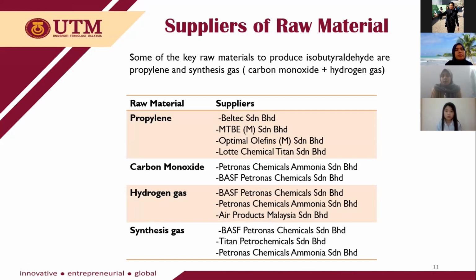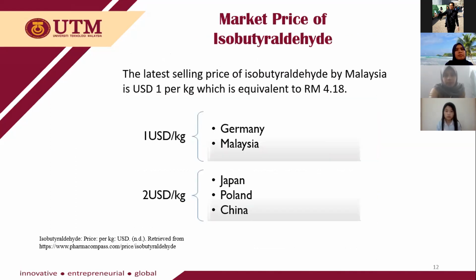Some of the raw materials needed to produce isobutadiene are propylene and synthesis gas, which is a combination of carbon monoxide and hydrogen gas. The market price for isobutadiene is around $1 per kg for Germany and Malaysia, and $2 per kg for Japan, Poland, and China. This market price will be used for net calculation of gross profit and economic potential.